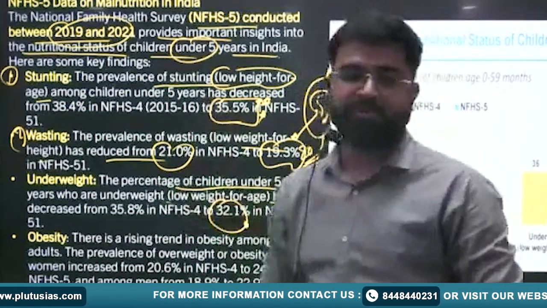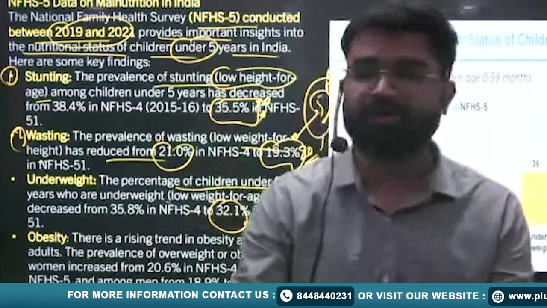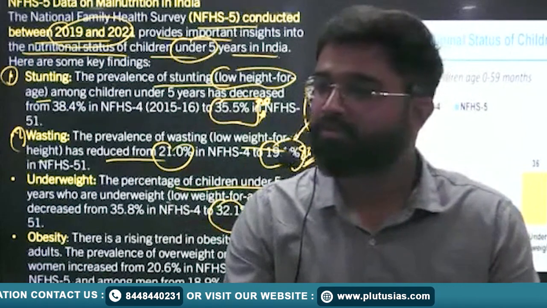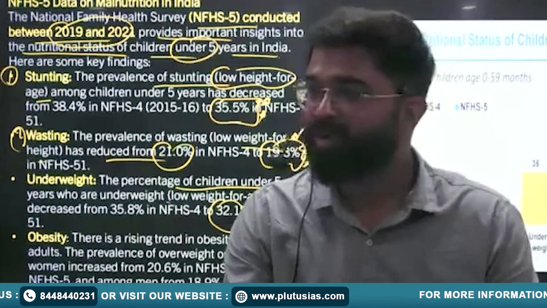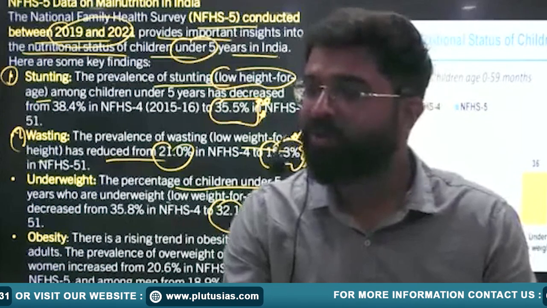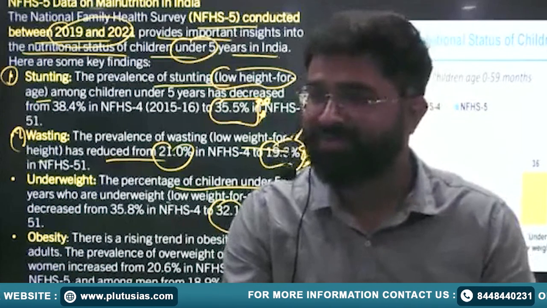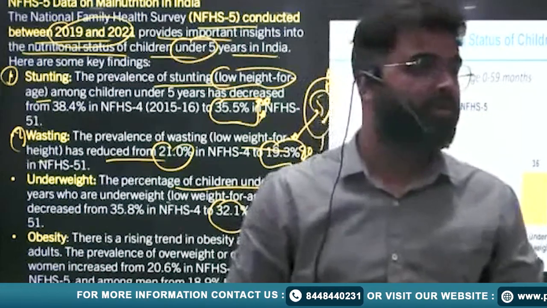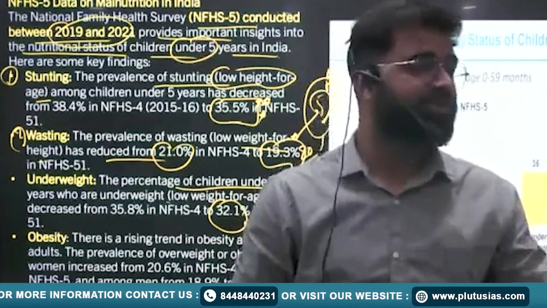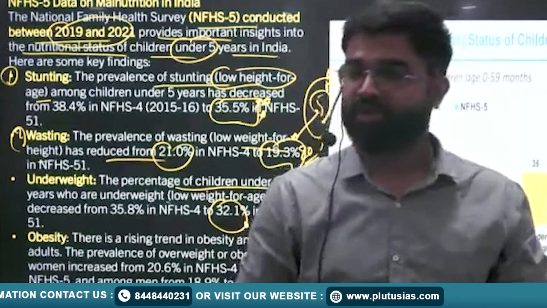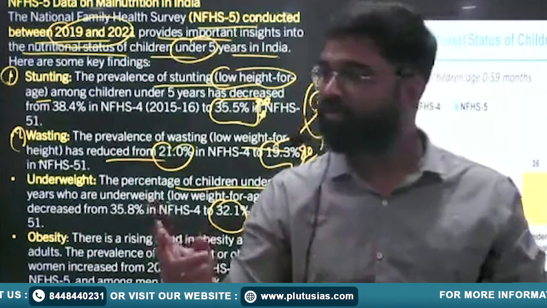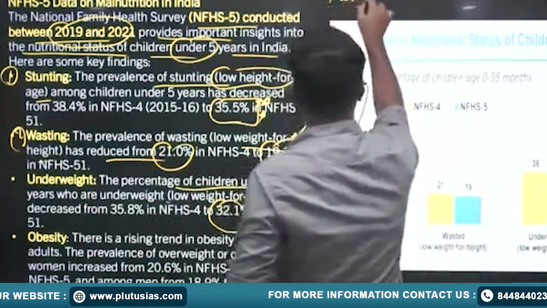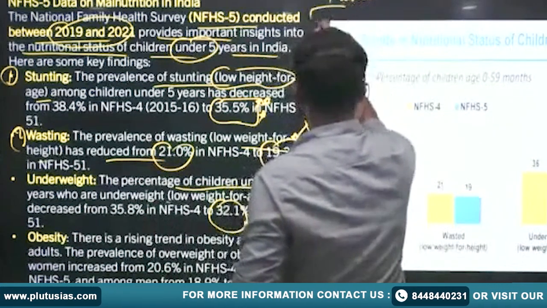Now, if you will say that obesity is not the problem of nutrition. Yes or no? Obesity is the problem of overnutrition. Yes. But the point is malnourishment also involves obesity. Malnutrition, undernutrition, overnutrition. Malnutrition ke do part hai. Okay? Malnutrition, it is having two parts.